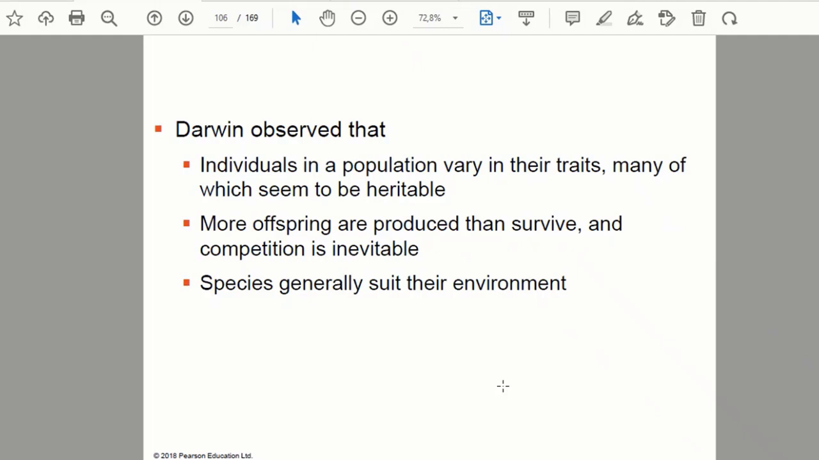that they have, and more offspring are produced than the ones that survive. So competition therefore is inevitable. There's always going to be competition for survival, competition in terms of food, resources, and environment. Then species generally suit their environment after they have inherited those traits and after they have survived those competitions, which are inevitable in that community.